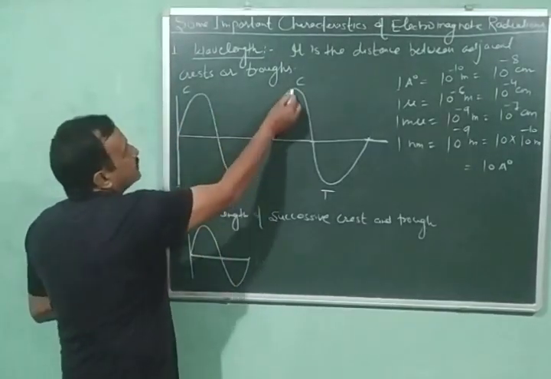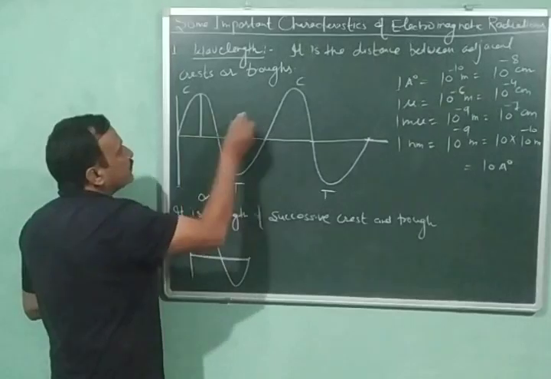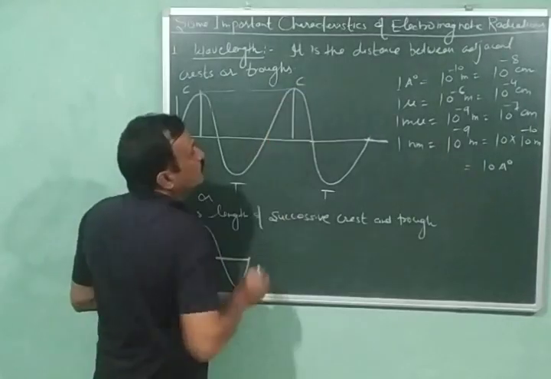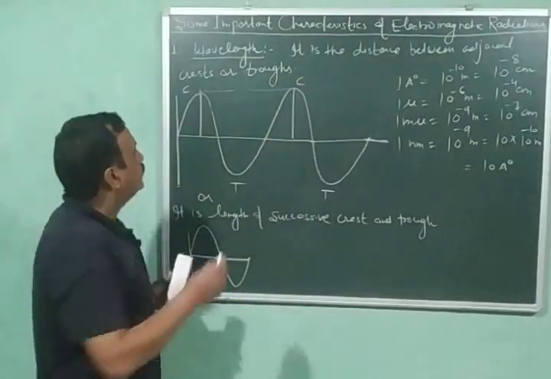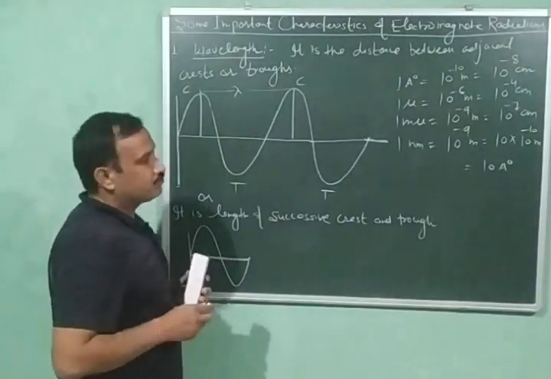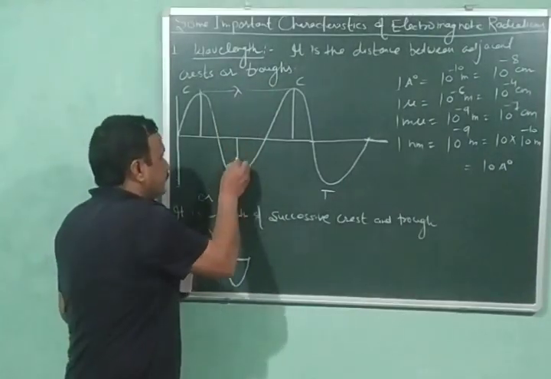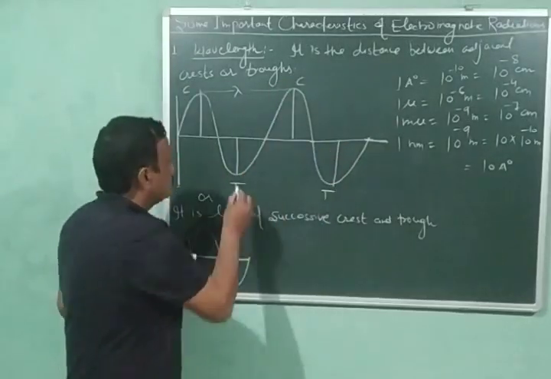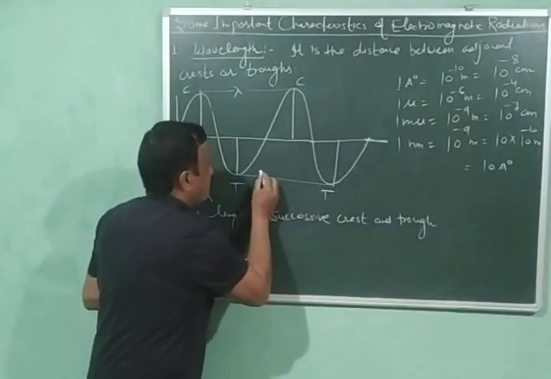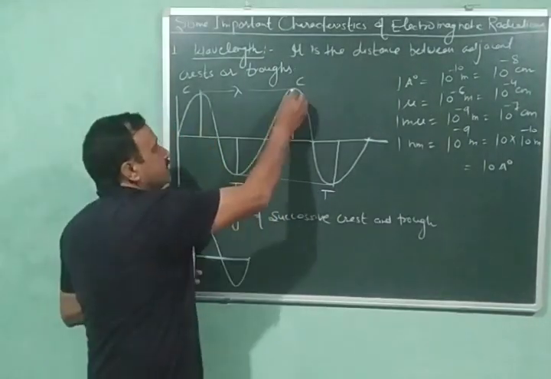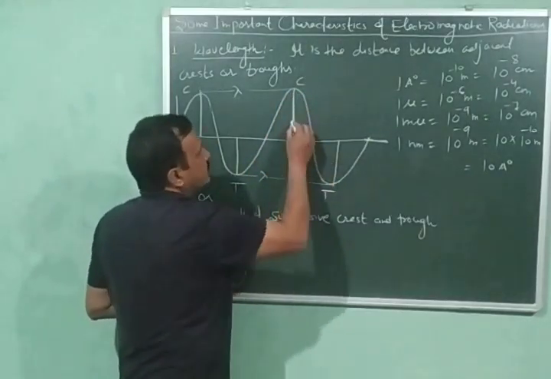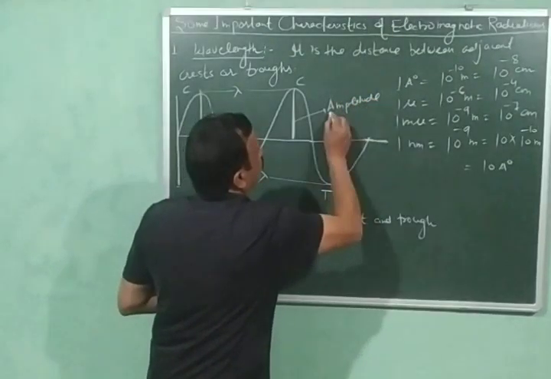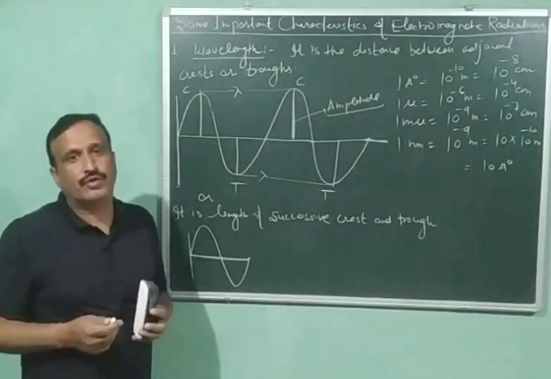So these are the adjacent crests, okay, and this distance, and the wavelength is represented by a Greek letter lambda. So this distance is wavelength, or this distance, that is the distance between adjacent crests or adjacent troughs, is the wavelength. Understood? And this distance, or this distance, is called amplitude, or amplitude of the wave. Understood?